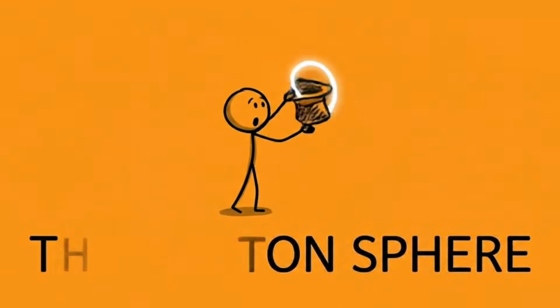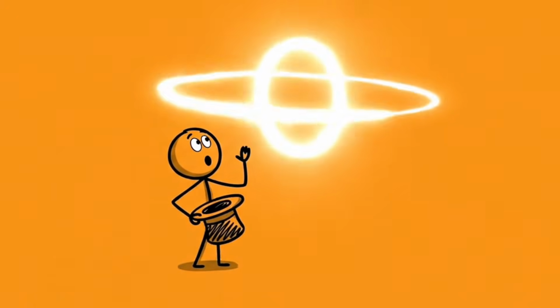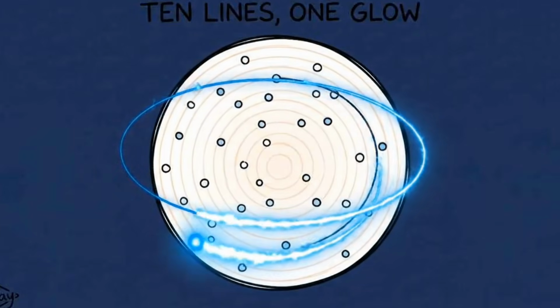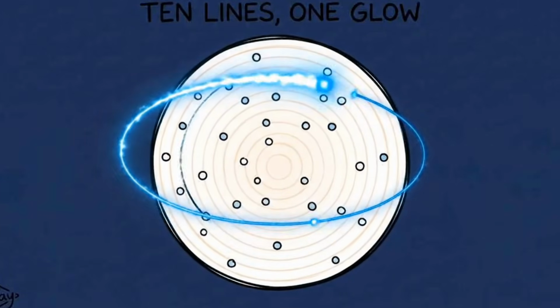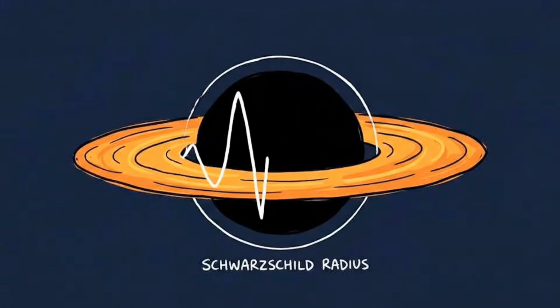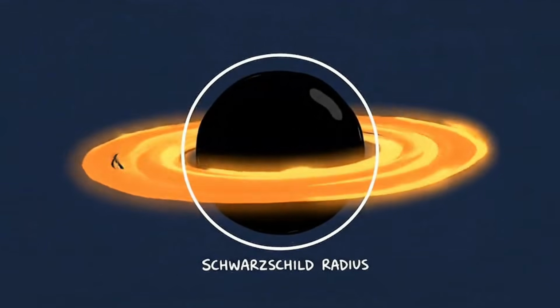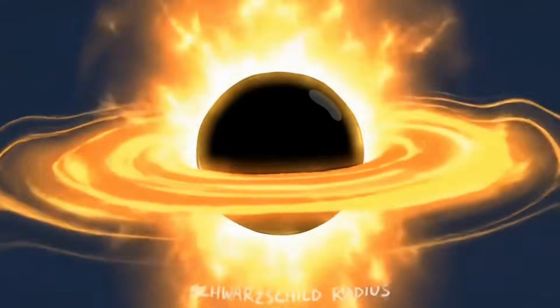Chapter 7. The Photon Sphere. Outside the event horizon, just beyond the point where even light cannot orbit, there is a special shell called the photon sphere. At this radius, light can theoretically travel in a perfect circle around the black hole, looping forever. It is one of the eeriest predictions of general relativity.